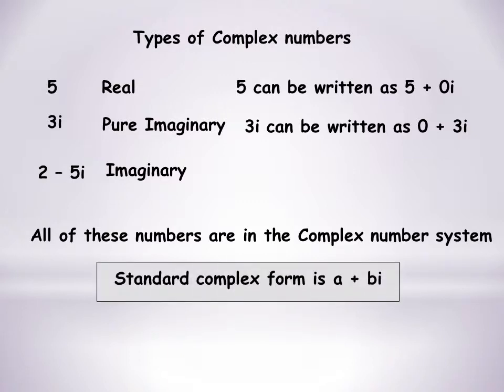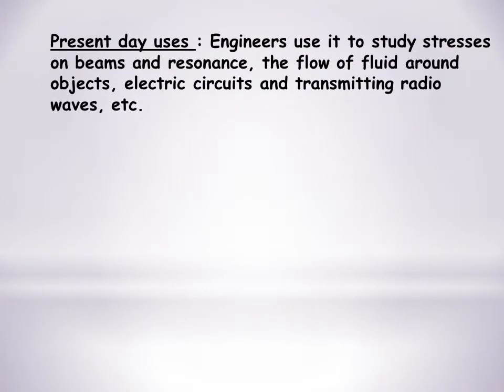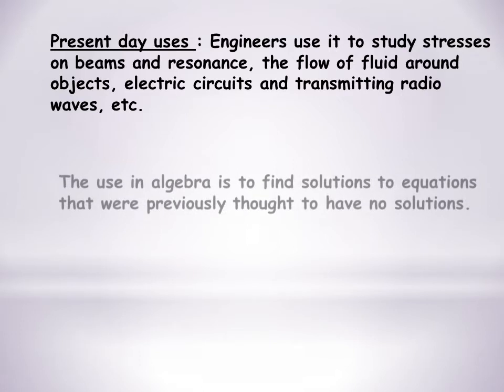Again, it is important to remember that the standard form is a plus bi. So if your answer is 2i plus 3, you want to make sure you switch it around and write it as 3 plus 2i. And there are lots of uses of complex numbers. Most of them, however, are beyond the scope of this course.